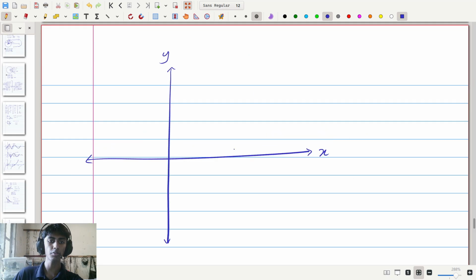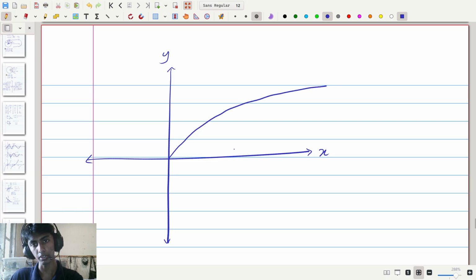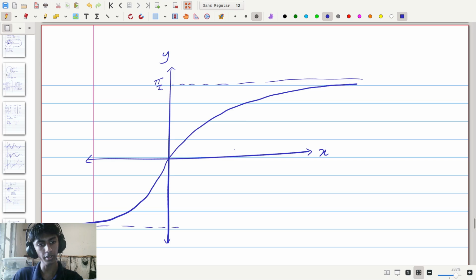However, if we draw the graph of tan inverse x, it will look something like this. Tan inverse x will be something like this on this side, and similarly something like that on that side, where we are approaching a value of pi by 2 here, and we are approaching a value of negative pi by 2 here.